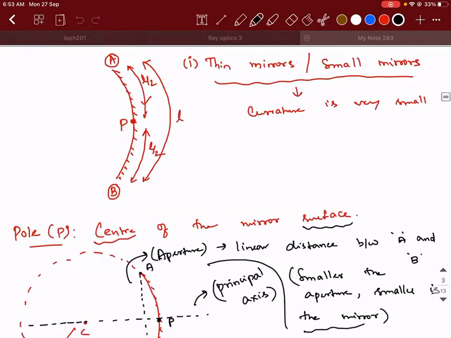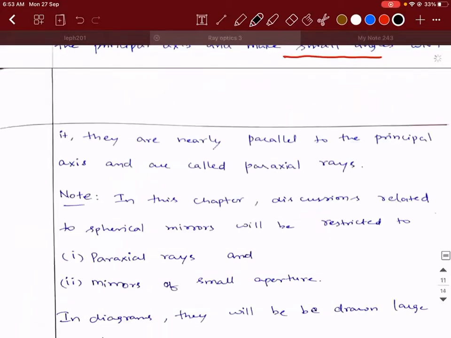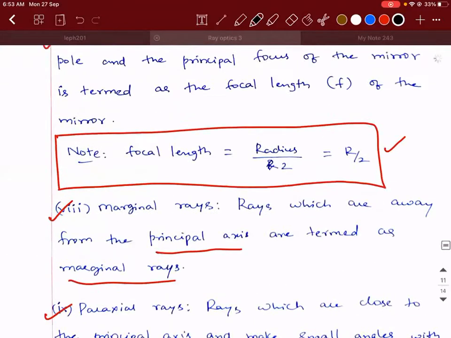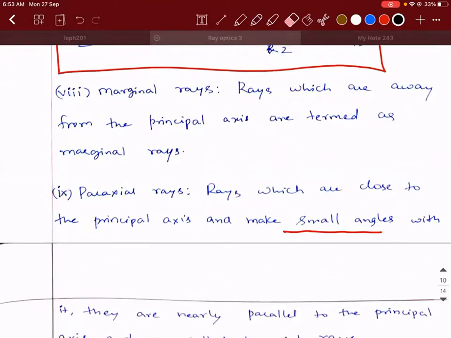One of the assumptions I told you is that mirrors are very small. That is, their aperture is very small. And what is the second thing I told you? The angles that we are dealing with will be very small, right? Apart from that, I want to introduce two more terms, which are called marginal rays and paraxial rays. These are the two other important terms that you need to know.